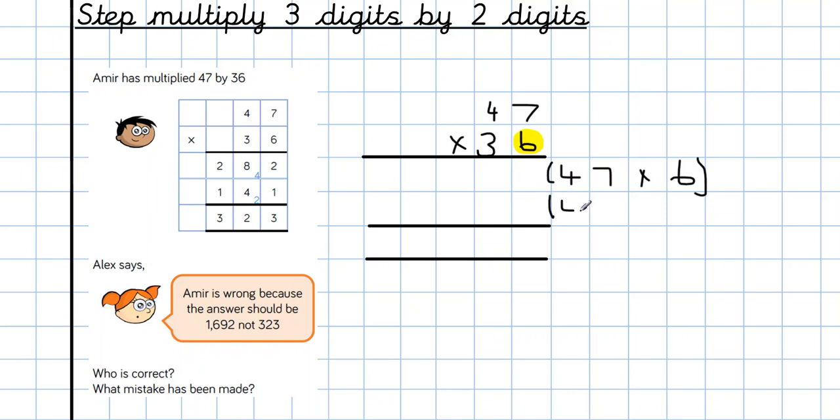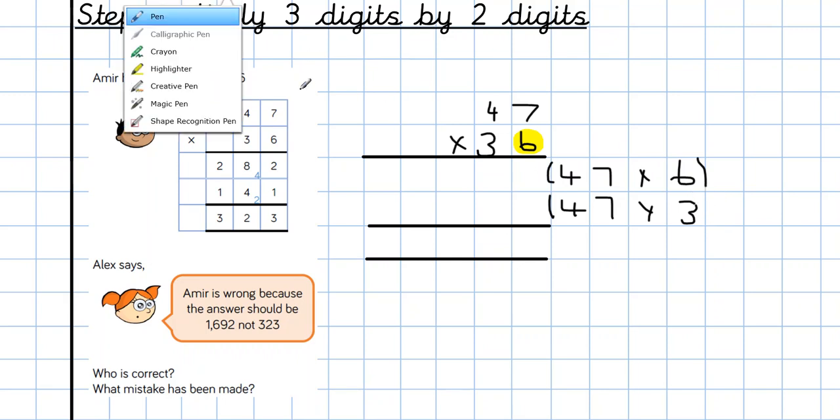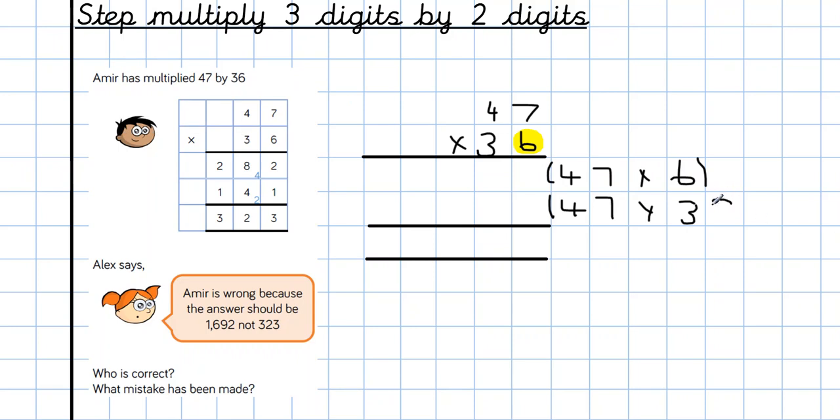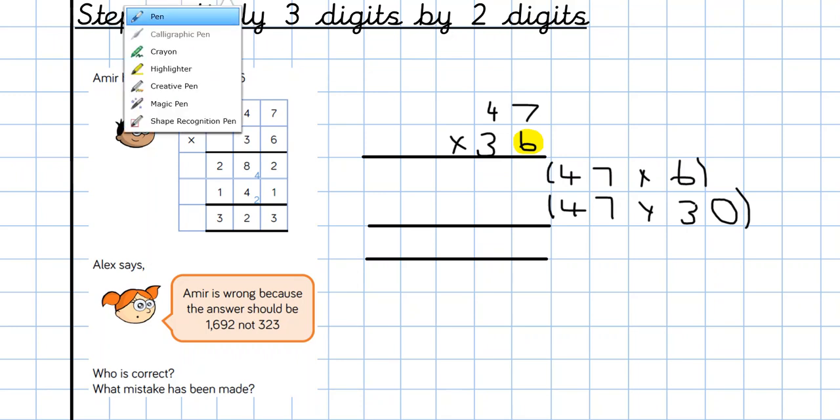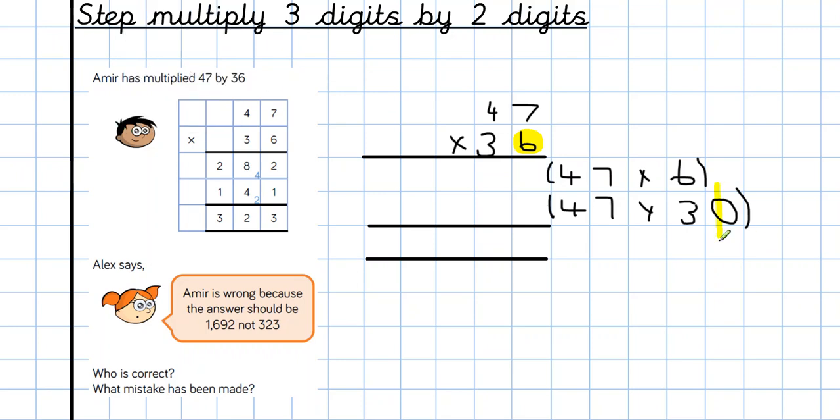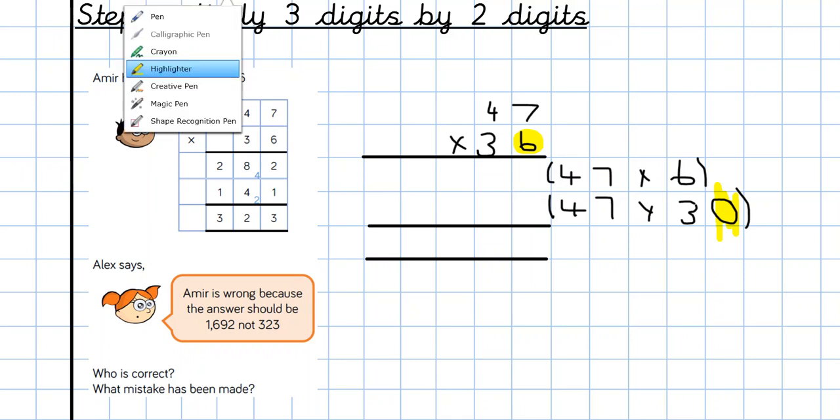And so I will also need to do 47 multiplied by 30. Let's make that look like a 3, shall we? And that like a 0. And the reason why I was careful to make that look like a 0 is, again, something we've got to think about because that is also something that needs to go in here, remember. So let's try my calculation now.